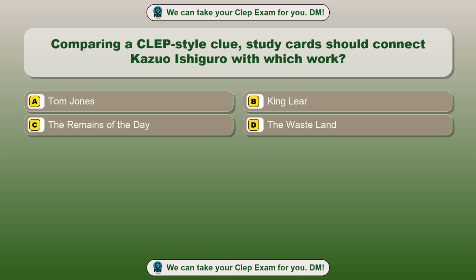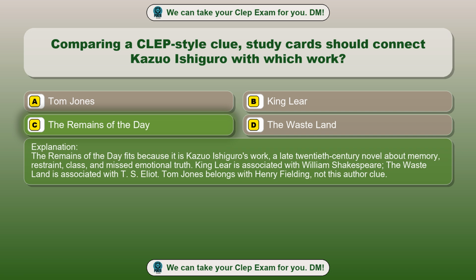Option C, The Remains of the Day. Option D, The Wasteland. The correct answer is option C, The Remains of the Day. The Remains of the Day fits because it is Kazuo Ishiguro's work, a late 20th century novel about memory, restraint, class, and missed emotional truth.